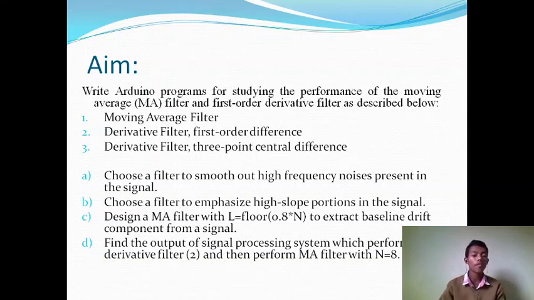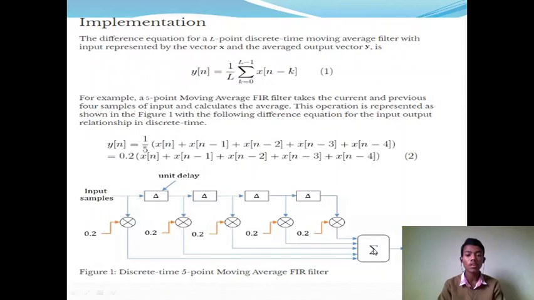Now further, next we will study how to extract the baseline drift component from the signal. This is the third question: we need to extract the baseline drift component. And the fourth question is, find the output of a signal processing system which performs the derivative filter, the first order difference, and then performs a moving average filter with n equal to 8, n in the sense of length. First we will study the third question.